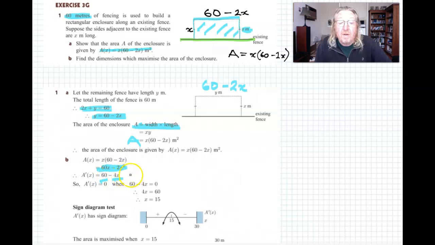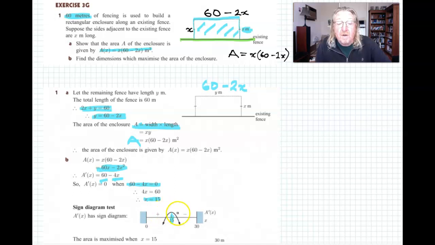Now we need to find any stationary points, because that's where a maximum or a minimum will occur. So we need to equate the derivative to 0. So that's what they've done here. 60 minus 4X equals 0. Solving that gives you X is 15. So that's this stationary point here.